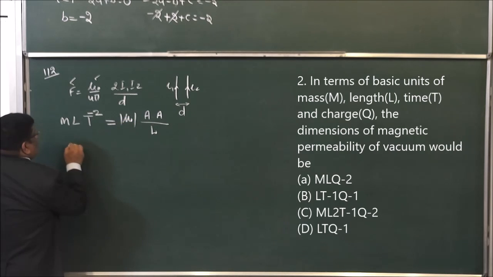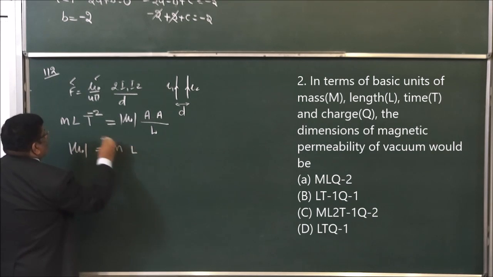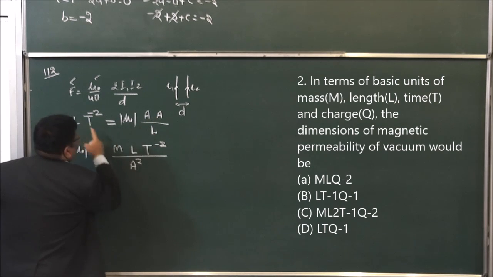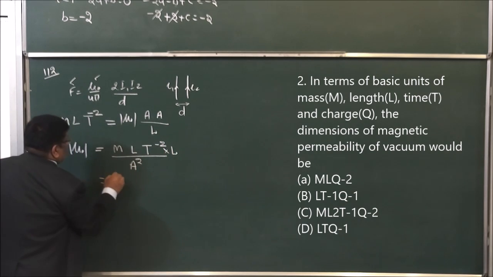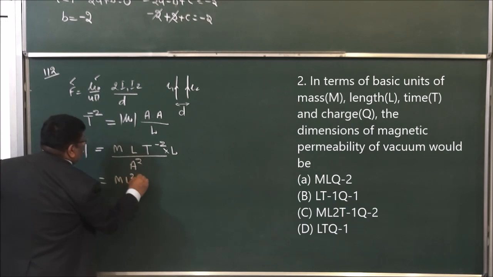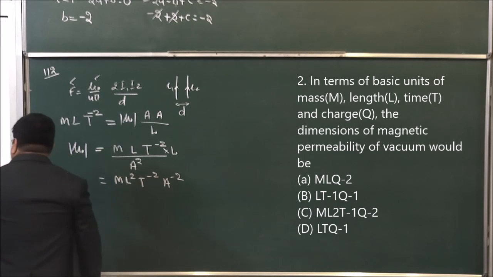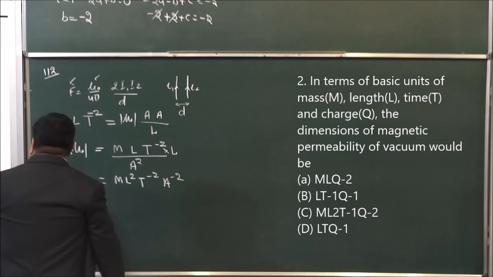So now dimensions of mu are equal to dimensions of M, L, T minus 2 divided by dimensions of A squared, and this L will go up here, and this we can write L. So this is M, L2, T minus 2, A minus 2. And now we will see, do we have any choice here?